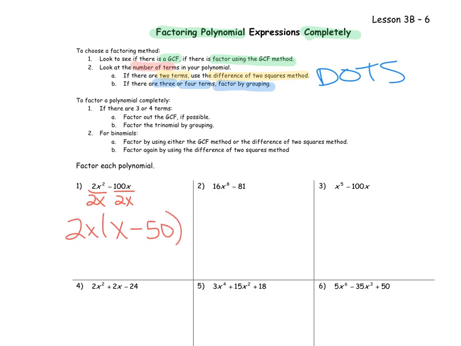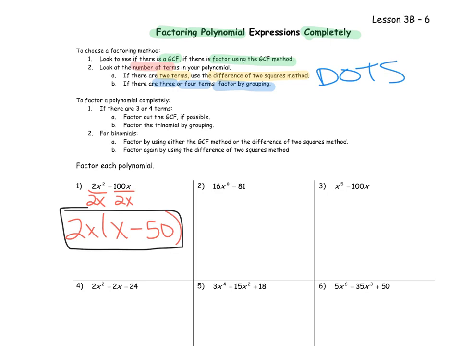Now, are we done? Let's see. Can I factor this x minus 50 any further? Can I do anything with that? Nope. Just going to leave it as is. This is our final answer, and we are done. All right, not so bad. Let's move on to the next one.